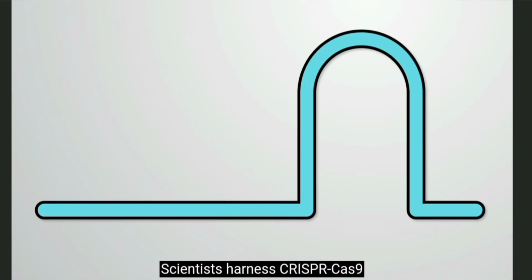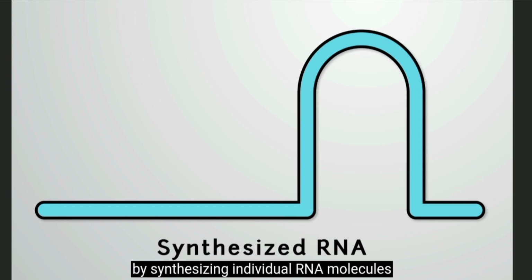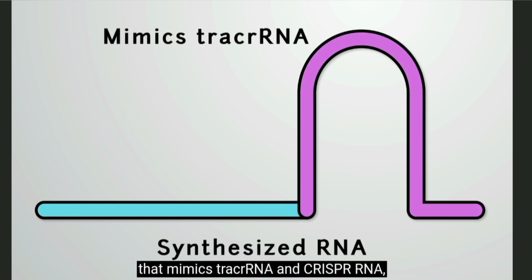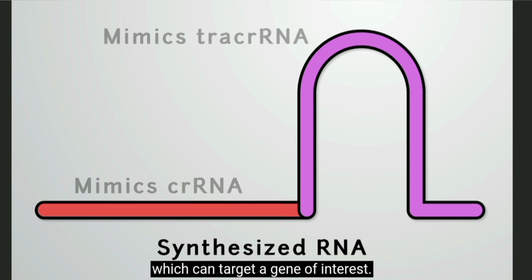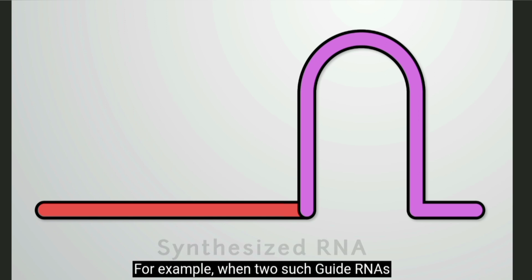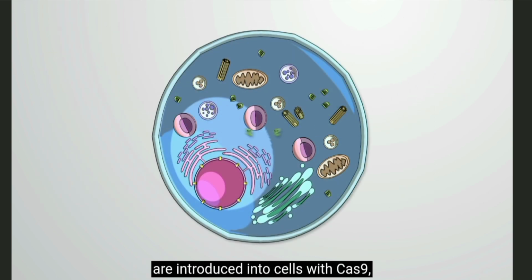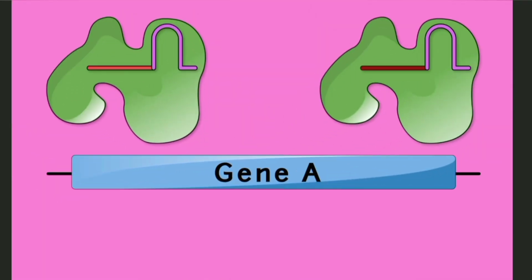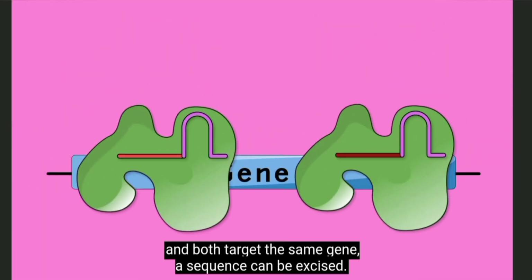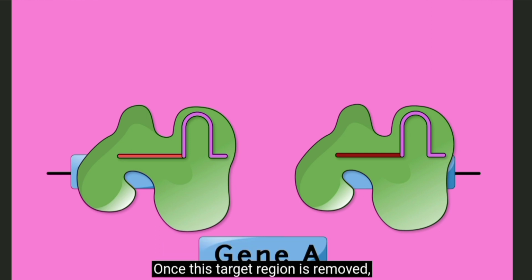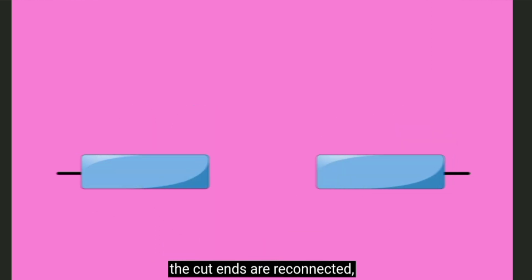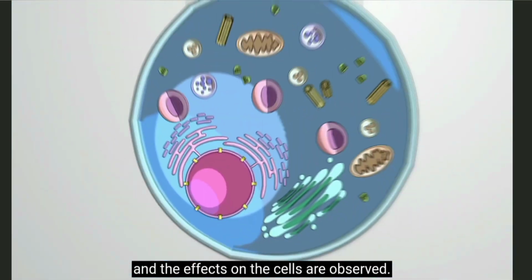Scientists harness CRISPR-Cas9 by synthesizing individual RNA molecules that mimic tracer RNA and CRISPR RNA, which can target a gene of interest. For example, when two such guide RNAs are introduced into cells with Cas9 and both target the same gene, a sequence can be excised. Once this target region is removed, the cut ends are reconnected, and the effects on the cells are observed.